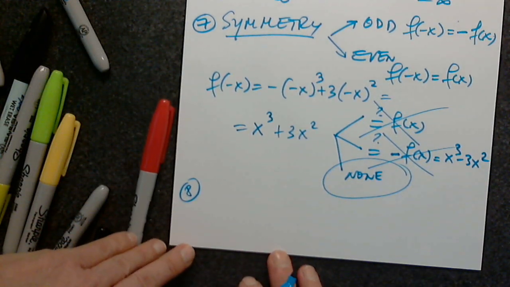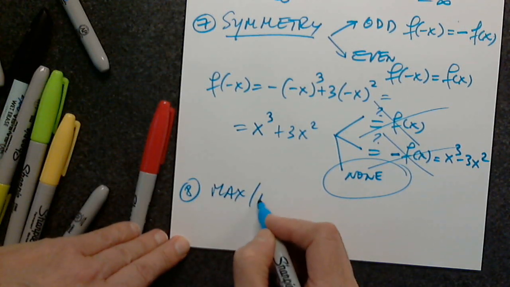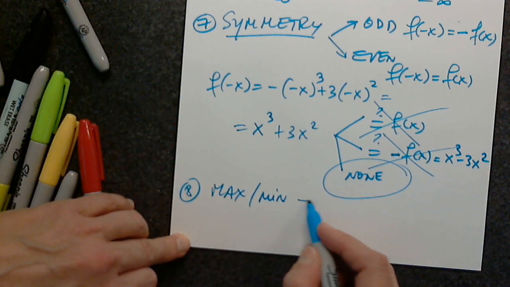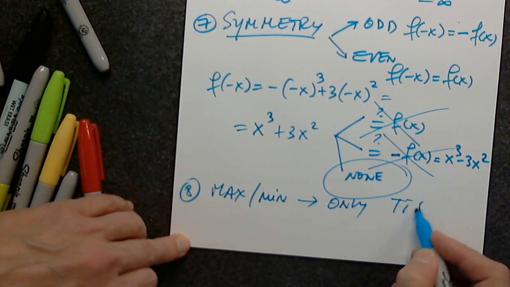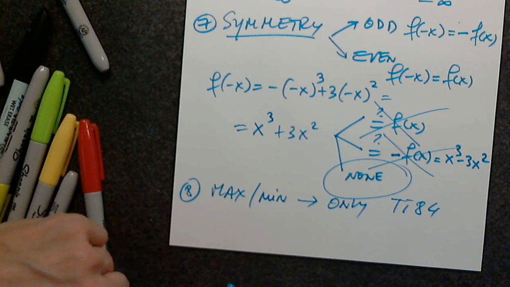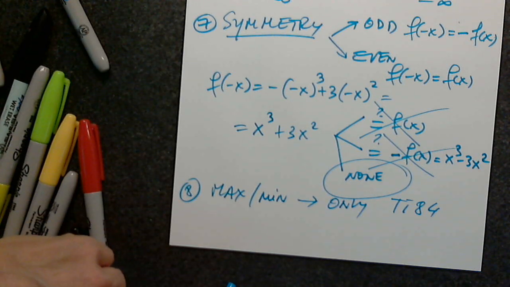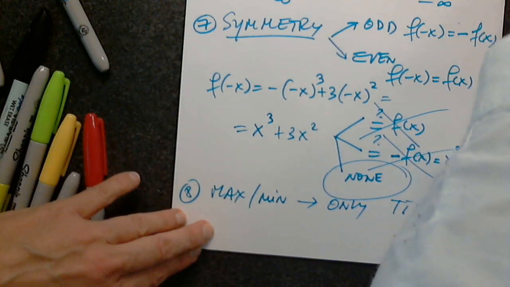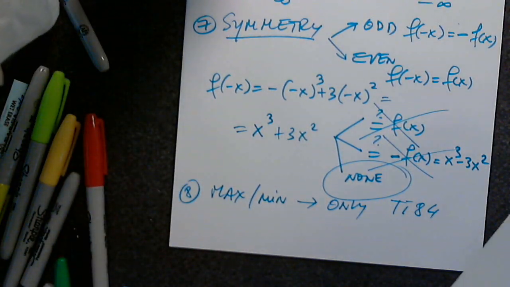Number 8, max min, but this cannot be done without the use of the calculator. Only TI 84, 85, 86, 81, 82, whatever you have. I know it's a lot, but we are going to put everything in a table that will give us all the information at a glance, and we're going to be able to graph it. So let's summarize everything we have so far.